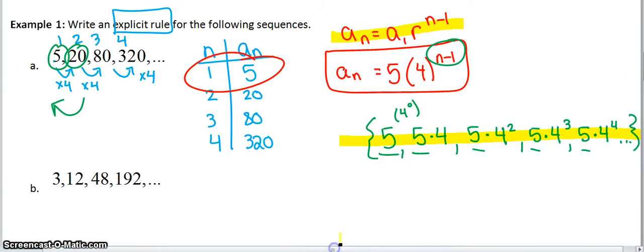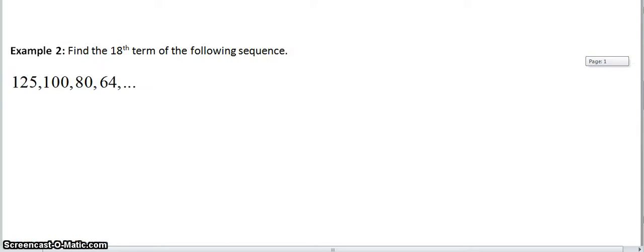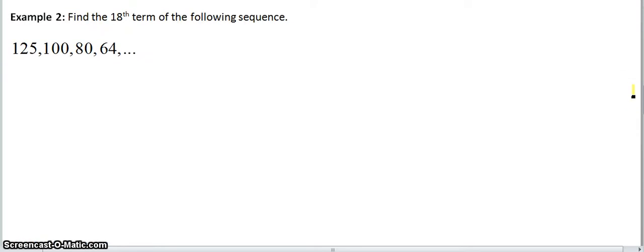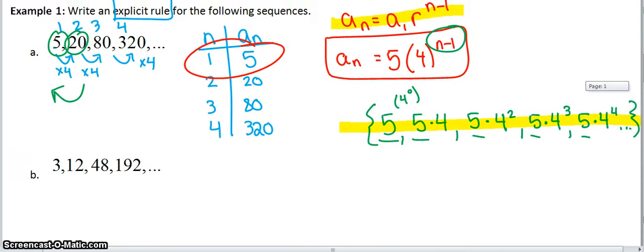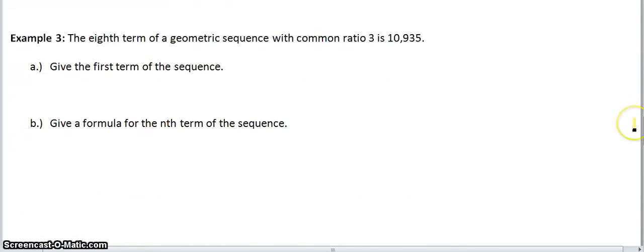I'll leave B for you to try on your own then as a follow-up problem. I'm also going to leave an example 2, because it's basically the same thing, except it wants you to find the formula and then find the 18th term. So you just plug in like 18 for n, right? You can do that on your own.